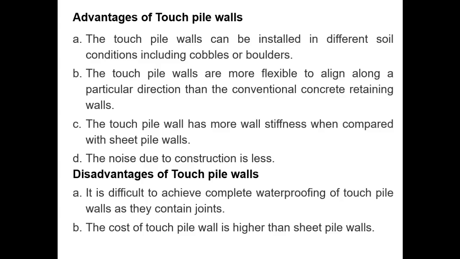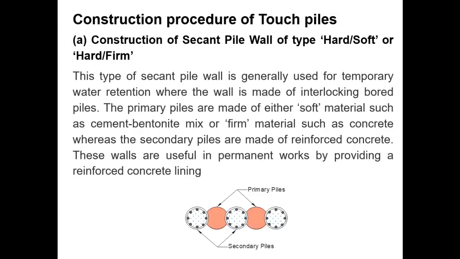The disadvantages of touch pile walls are: it is difficult to achieve complete waterproofing of touch pile walls as they contain joints. The cost of a touch pile wall is higher than sheet pile walls. Now let us see the construction procedure of touch piles.